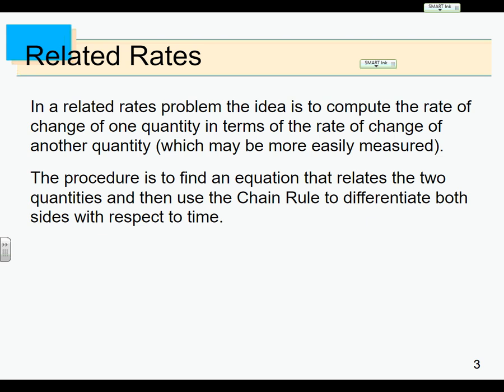All right, so in a related rates problem, the idea is to compute the rate of change of one quantity in terms of the rate of change of another quantity. So we're going to have two quantities that are changing values. I know in the first example we're going to do how fast the volume is changing and how fast the radius is changing of a sphere. You're going to have to use the chain rule. It's going to look a lot like implicit differentiation as well.